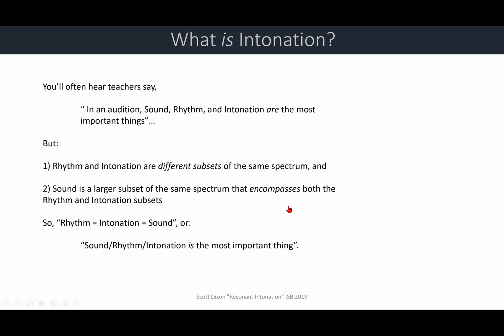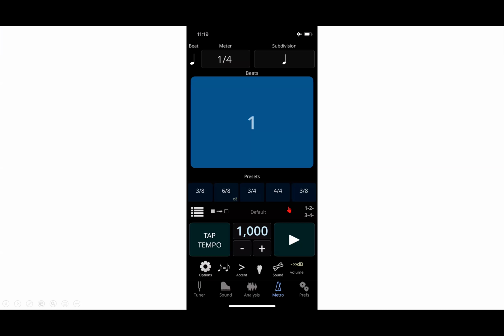And then sound, what we refer to as tone and sound, is the composite of the entire spectrum. It's just the degree and relative strength of all the overtones present in any given sound. So, all that is to say that rather than thinking that sound, rhythm, and intonation are the most important things, reframe that: at the bottom, it's all the same thing. So all the principles that apply to rhythm, because it's the same thing as intonation, also apply to intonation.